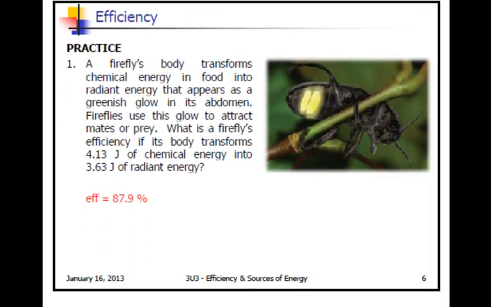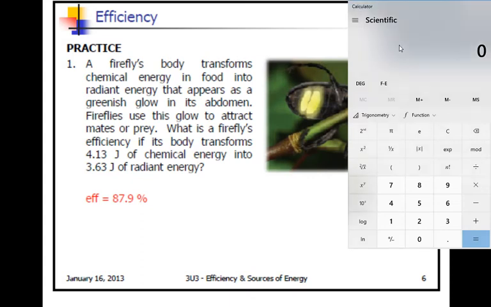Let's do a quick little efficiency calculation. Here we have a firefly, and this firefly is emitting radiant light, and it uses some chemical energy to do that. It says here the firefly uses 4.13 joules of chemical energy to produce 3.63 joules of radiant energy. So what is the efficiency? We do 3.63 divided by 4.13, and we have 87.9% in terms of efficiency.